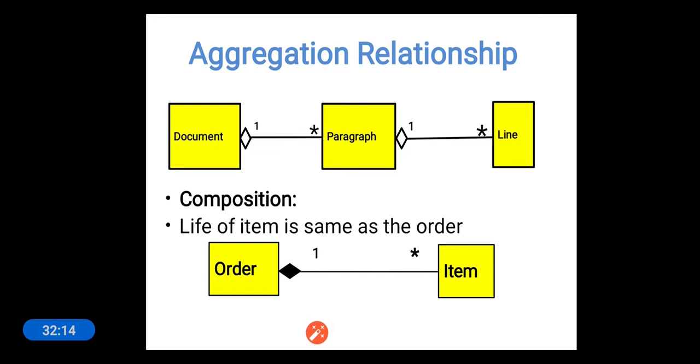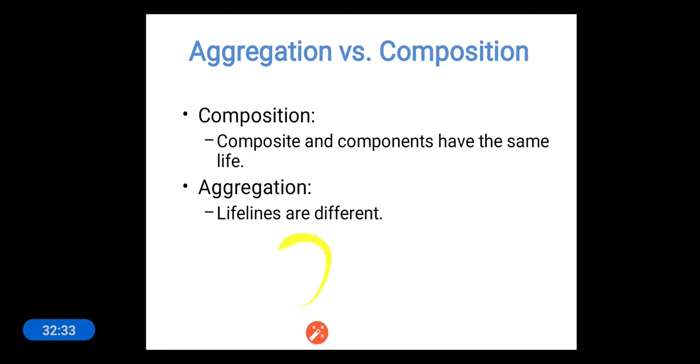Okay, and we can also represent the composition just like an aggregation, but here the diamond is darkened. See here, identify the difference. In aggregation we use a simple diamond, and in composition we use a darkened diamond. Okay, so that's the difference between the aggregation and composition relationship. Both are similar but they differ only in their lifelines.